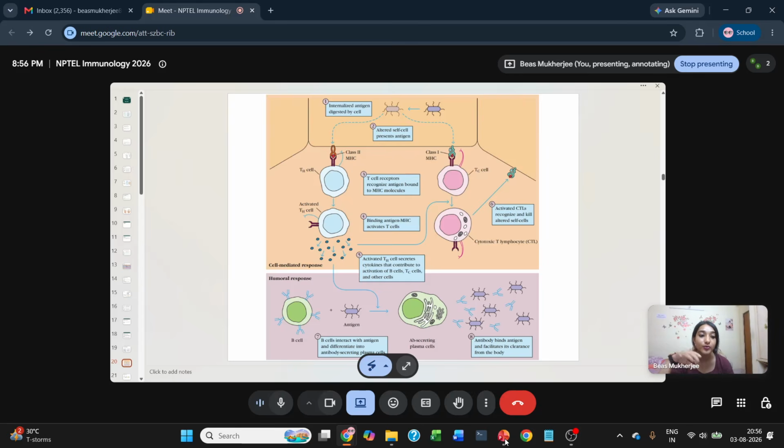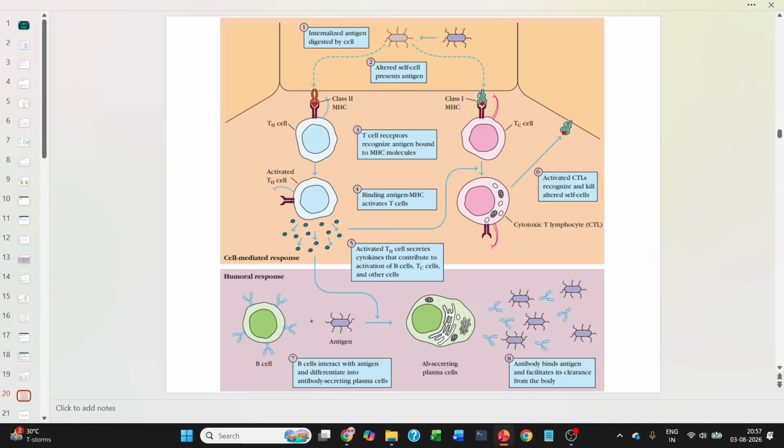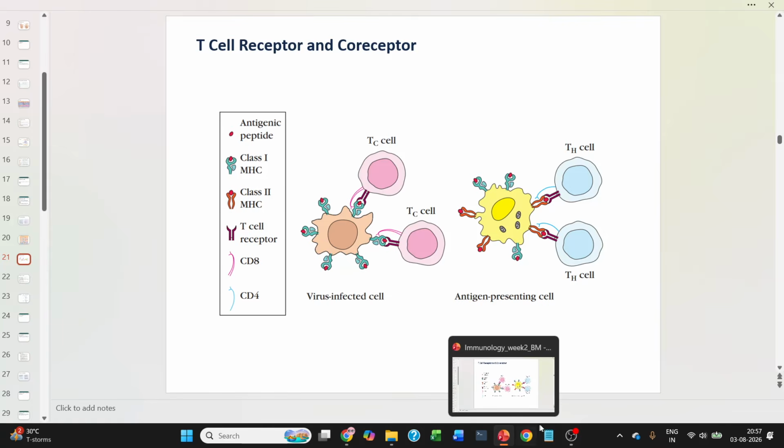Now coming to the humoral immunity. B cells do not require any antigen presenting cells to recognize the antigen. They can directly bind to the antigen. That is one of the major differences between B cell receptor and T cell receptor, that your B cell receptor directly binds to the antigen. And what happens is it internalizes the antigen, so it interacts with the antigen and differentiates into antibody secreting plasma cells, and antibody binds to the antigen and facilitates its clearance from the body. Okay, that is the entire story of cell mediated and humoral immune response.